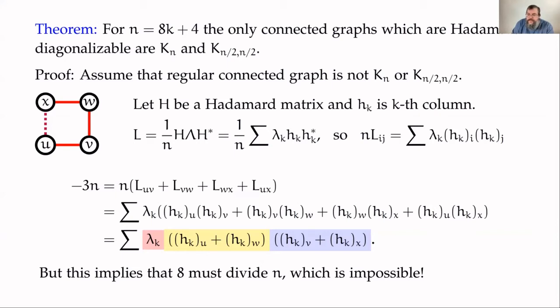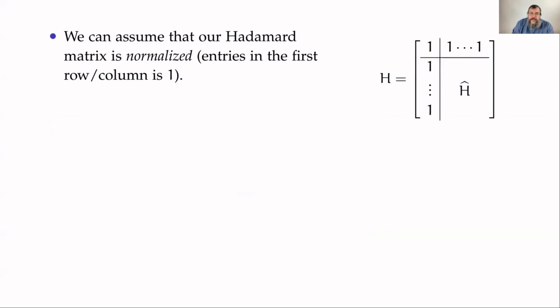Okay, well, now on to the other part. So we know how to handle 8k plus 4. Now what about the rest? So now we're going to start moving towards our computation. And the first thing is to say, well, we can assume that our Hadamard matrix is normalized. And that says the first row and first columns are all 1. So our Hadamard matrix has essentially, it's bordered, there's a smaller h hat, which is a ±1 matrix. That has some nice properties we'll get into.